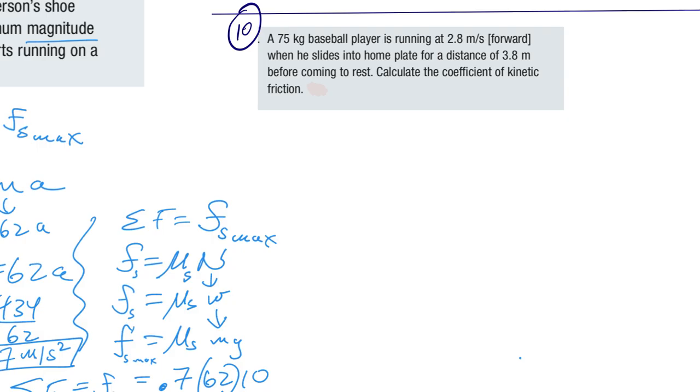Okay, let's do an easier one, number 10. Here's the mass of the baseball player. Here's his VO. Looks like we're going to have to do a simple kinematics equation. He slides into home plate for a distance. There's delta x, the distance before coming to rest. Vf is 0. Calculate the coefficient of kinetic friction. Since he is sliding, they're looking for the coefficient of kinetic friction between the base runner and the clay.